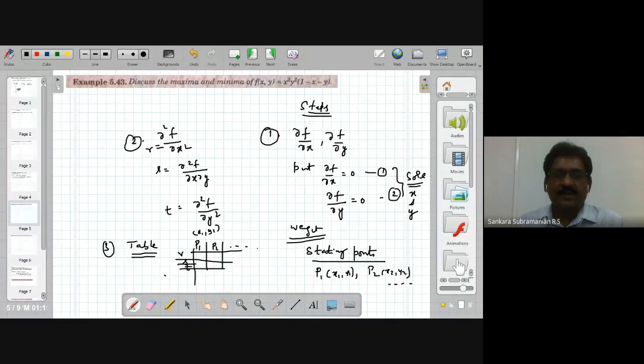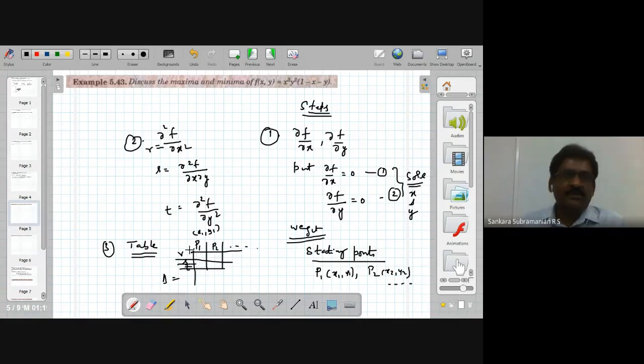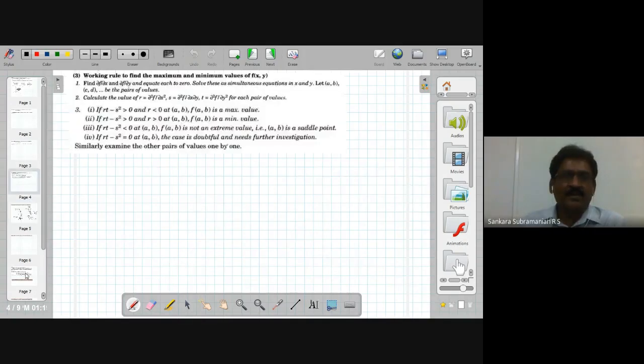Okay. Then we find a discriminant. What will we calculate after finding R, S, T? RT minus S square will be calculated.